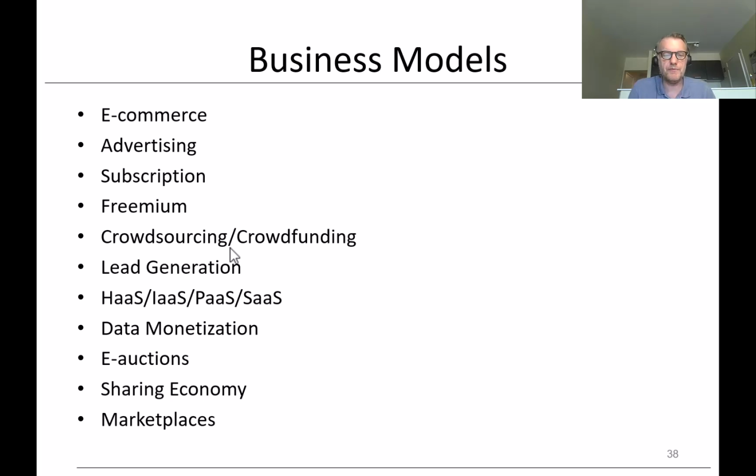We'll start again with a brief recap of e-commerce, advertising. We're not going to say a lot about advertising in this section because we will do it later on in another section more extensively. Subscription business models, freemium, crowdsourcing, crowdfunding, lead generation, HaaS, IaaS, PaaS, SaaS, data monetization, e-auctions, sharing economy, and marketplaces.